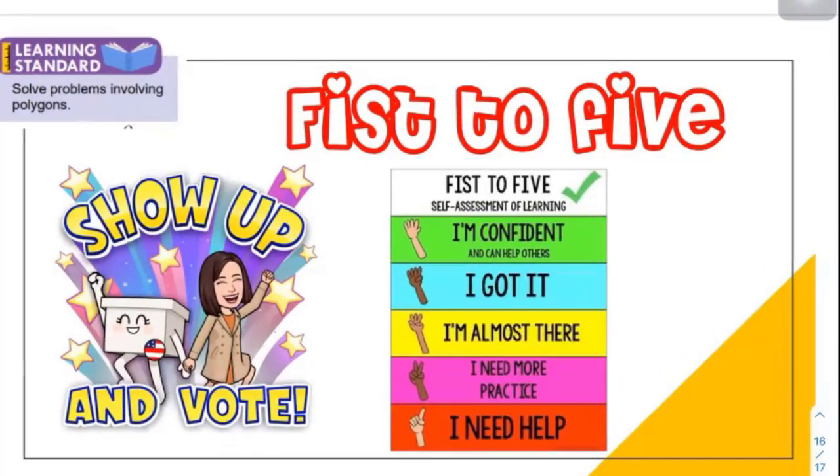Okay, from 0 to 5, to evaluate yourself. Where are you? From 0 to 5, are you confident, or do you think that you still need help? 1 is you still need help. 2 needs more practice. 3 is almost there. 4 is I got it. So give me your numbers.